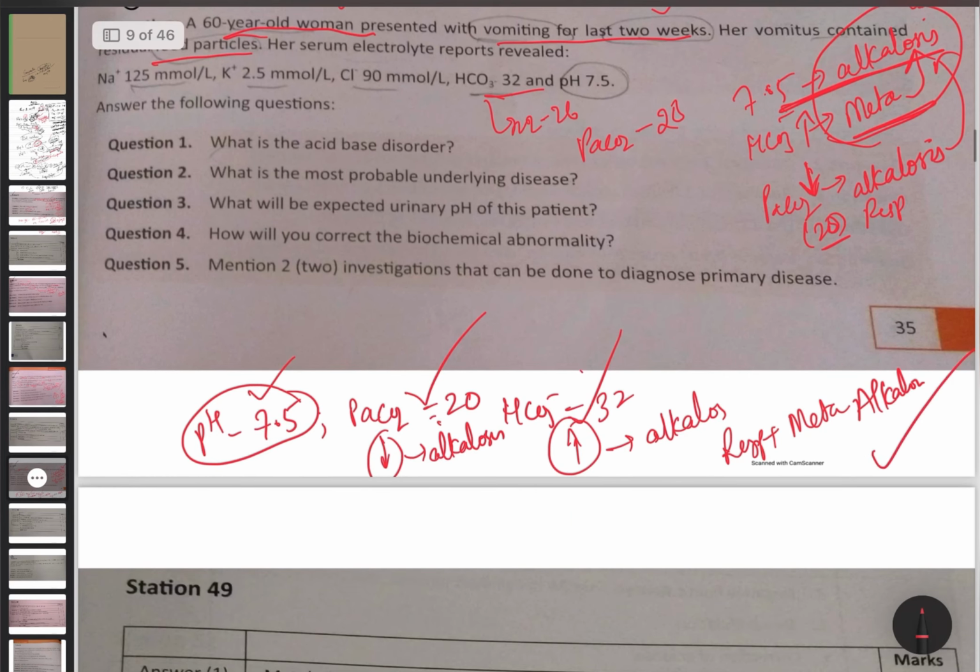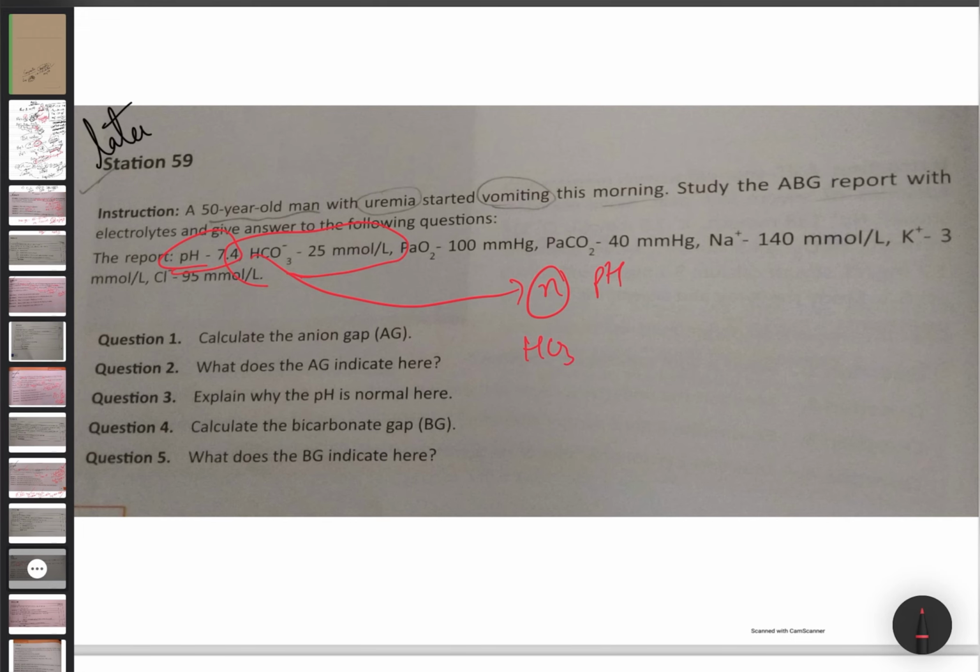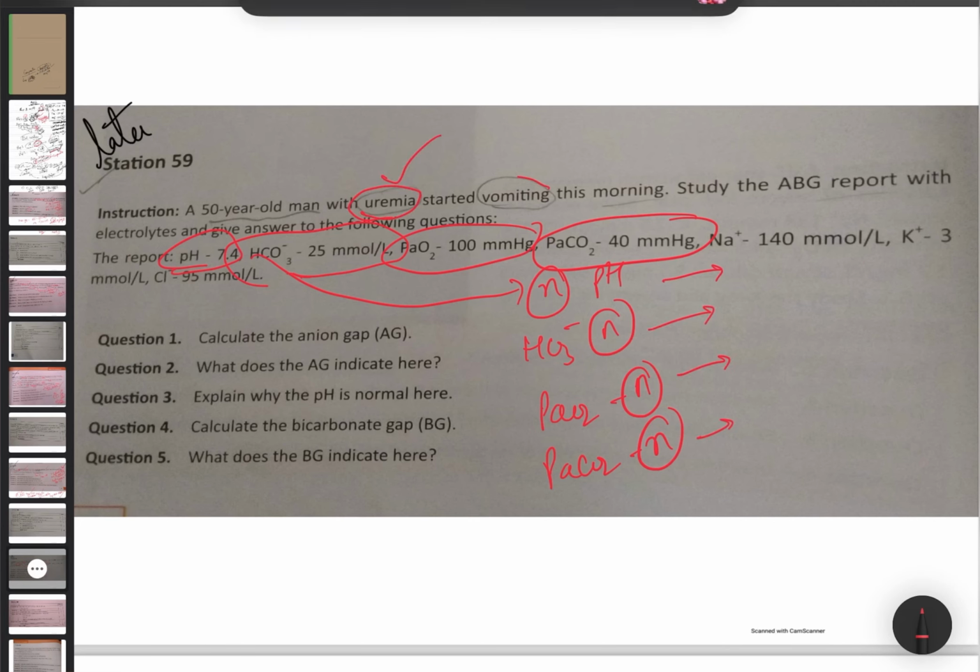Then one more last question. pH is 7.4 here. It is normal pH. HCO3 minus is also in the normal range. PaO2 is normal. PaCO2 is 40, normal. So the first step is normal, the second step is normal, everything is normal, but the patient has uremia, vomiting in the morning. I have given the ABG report. So everything is normal in the ABG. If nothing else is given, you can just tell that this is a normal report.